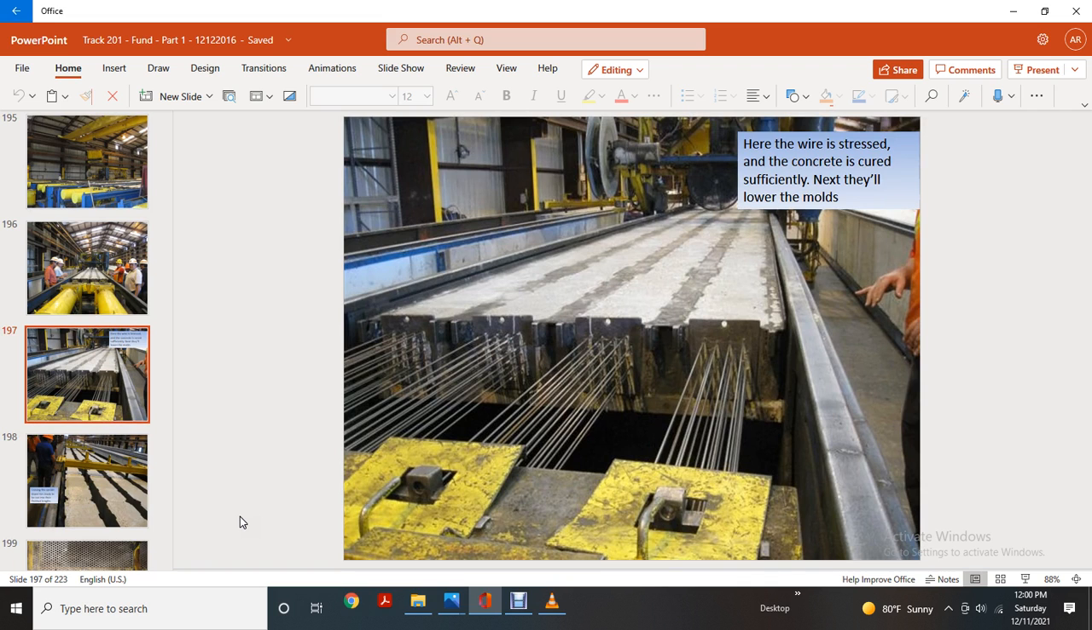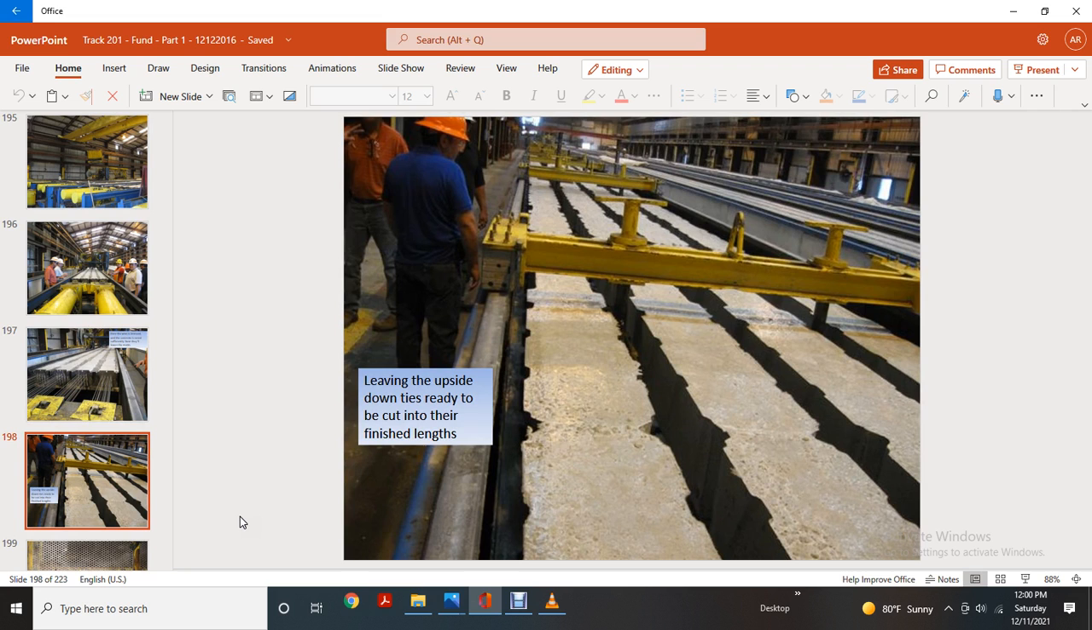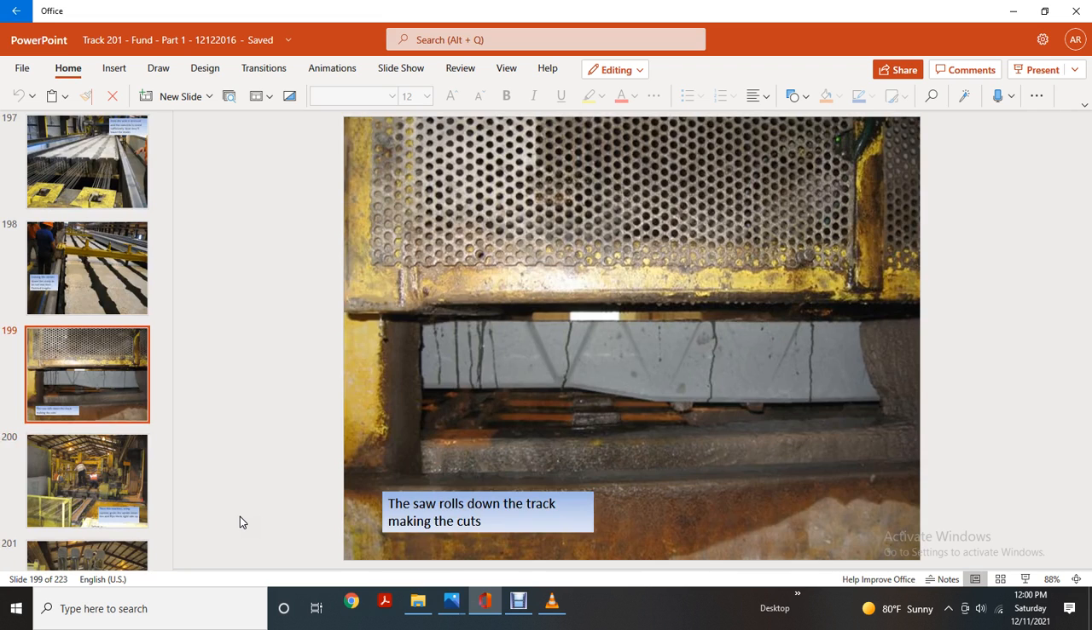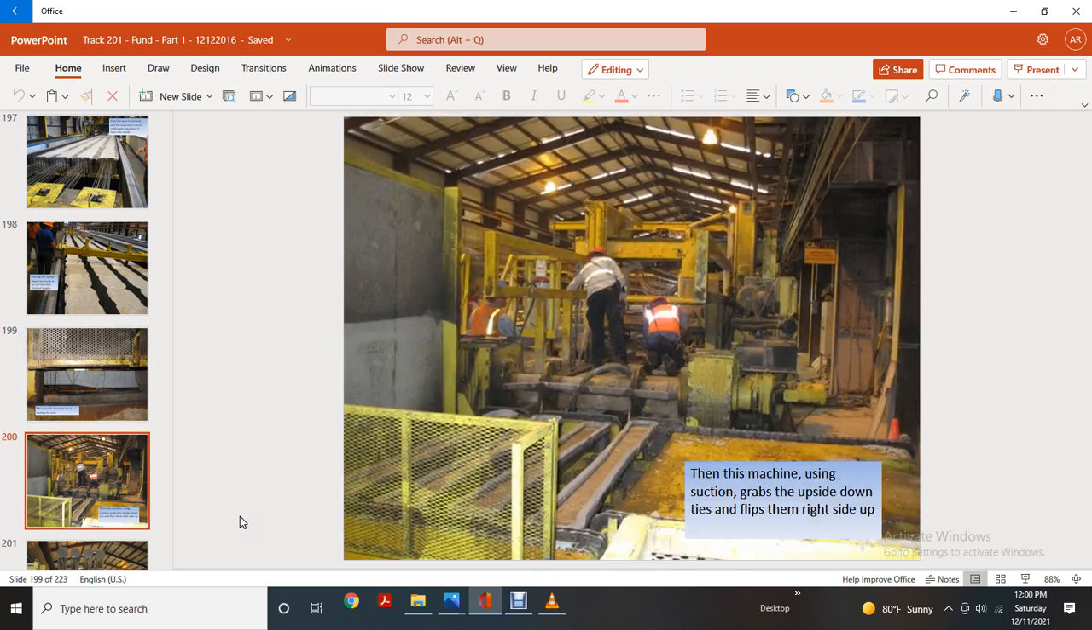And show the wire stress. Concrete cured sufficiently next to the lower of the molds. Show leaving trouble down ties readily to cut with the finished lengths. The saw rolls down the track and making the cuts.